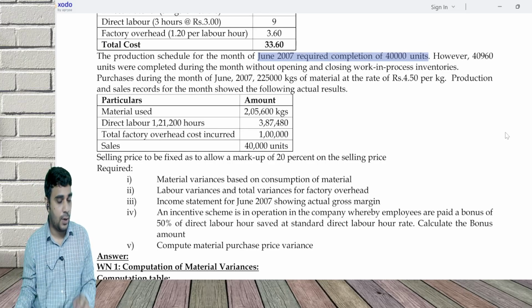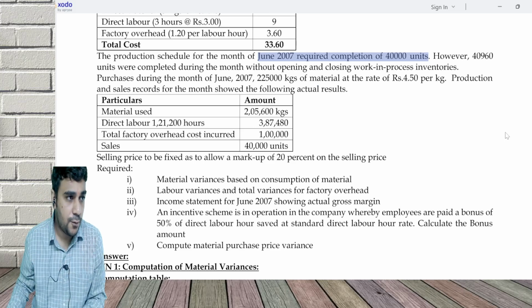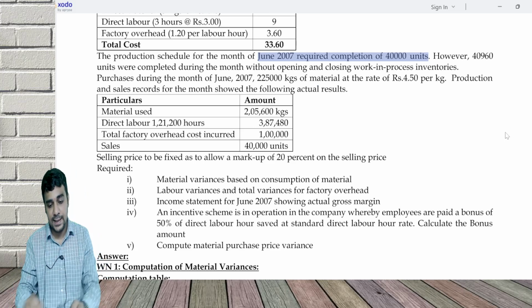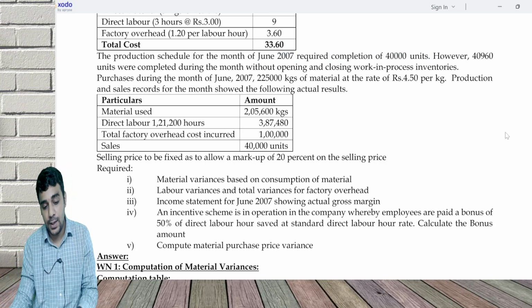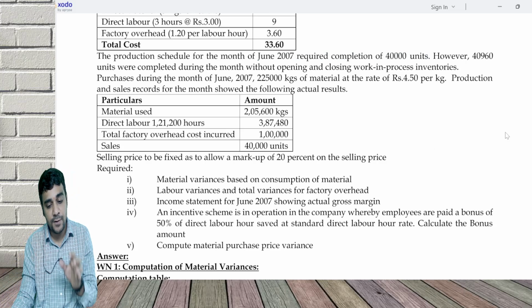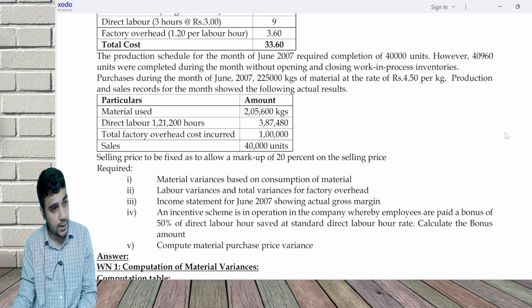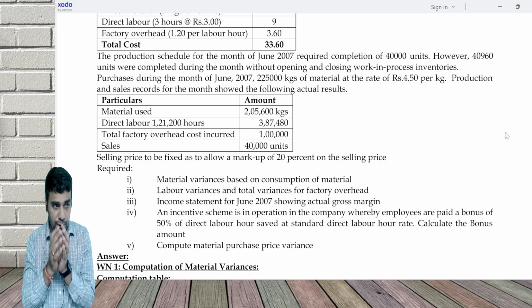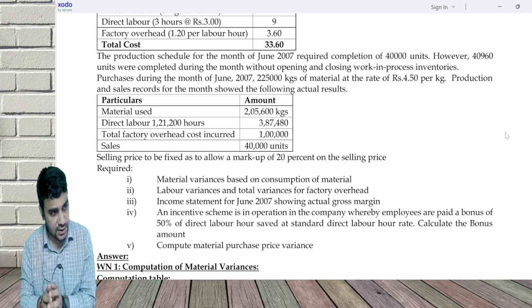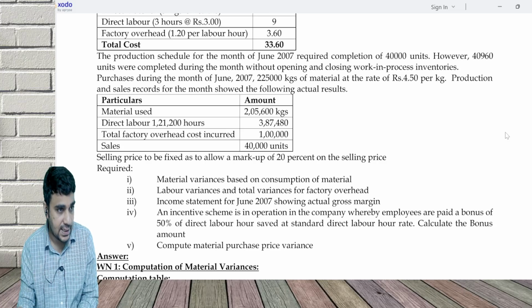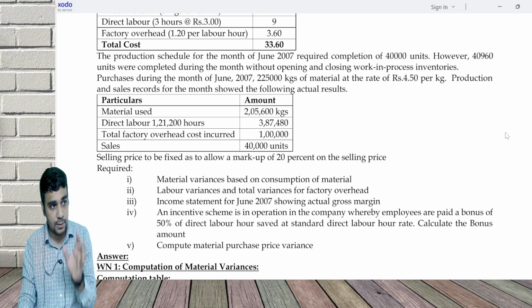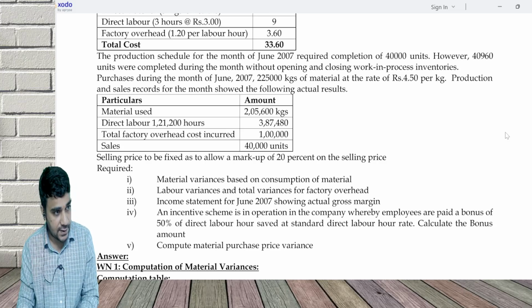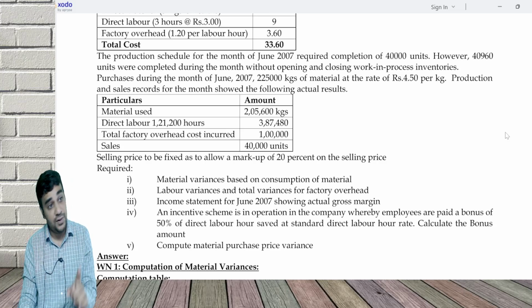Let's move to part 4 and part 5 of the question. Part 4 is something which you are aware of. It says an incentive scheme is an operation whereby employees are paid a bonus of 50% of hours saved at standard direct labor hour rate. In simple words, bonus is equal to 50% of time saved into SR per hour at standard rate. In other words, we are following the Halsey system. Halsey system is where the bonus is equal to 50% of time saved into rate per hour.